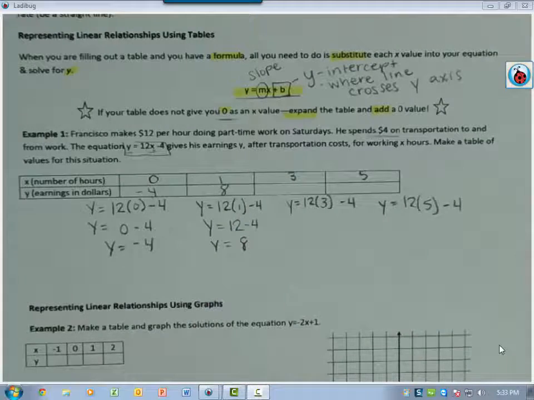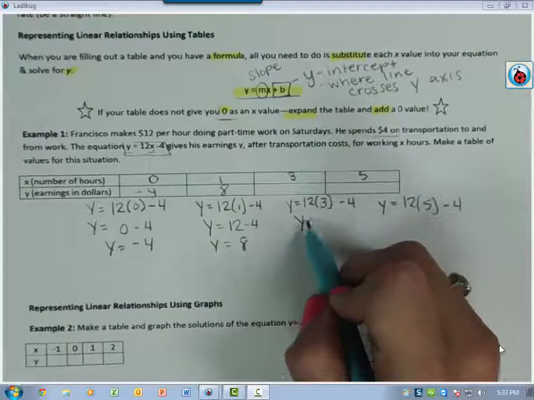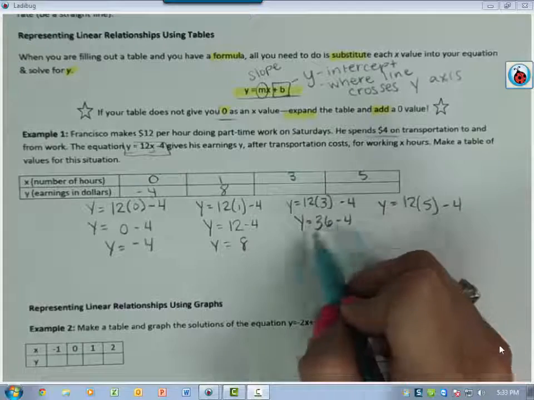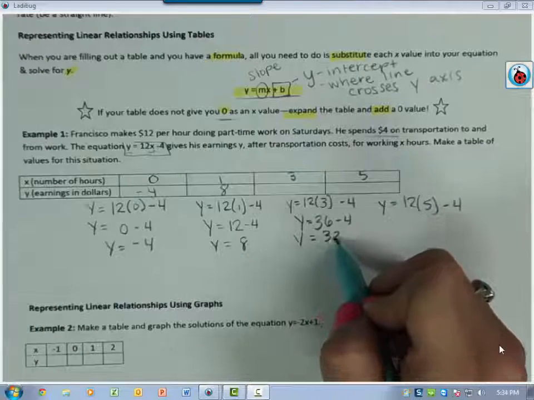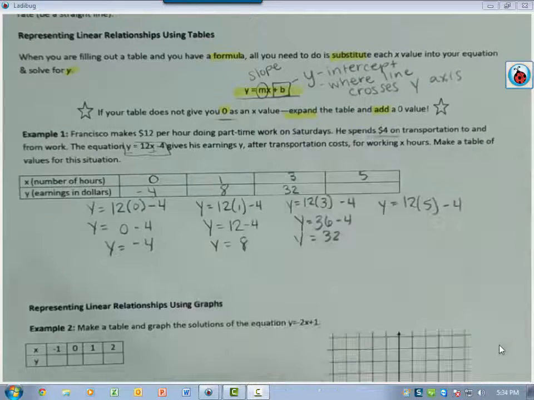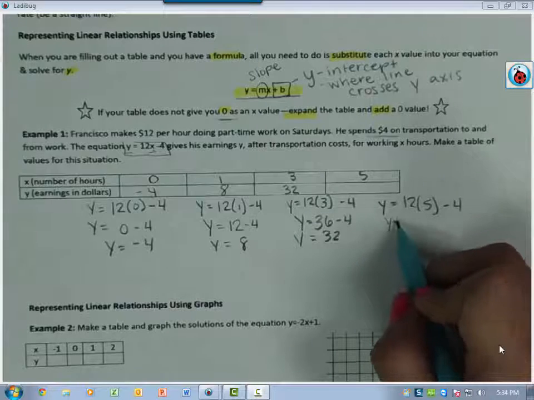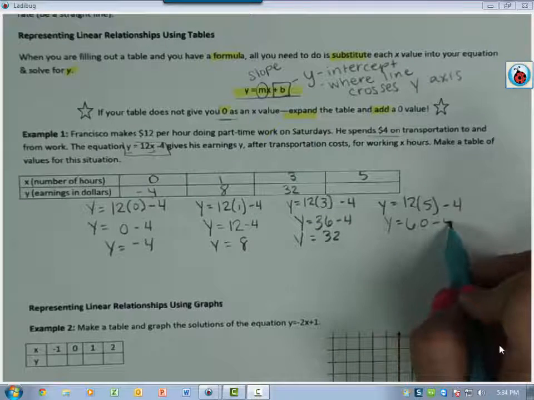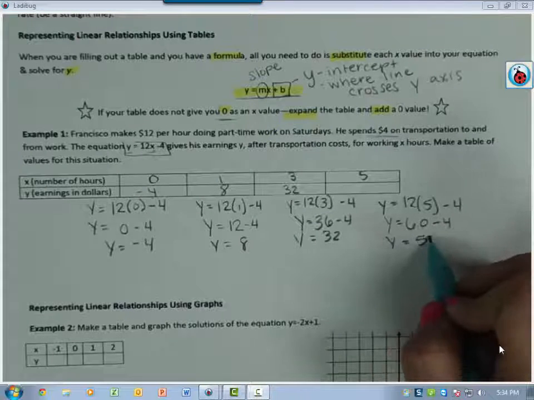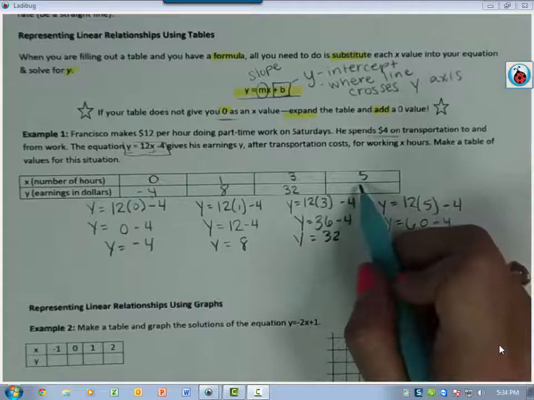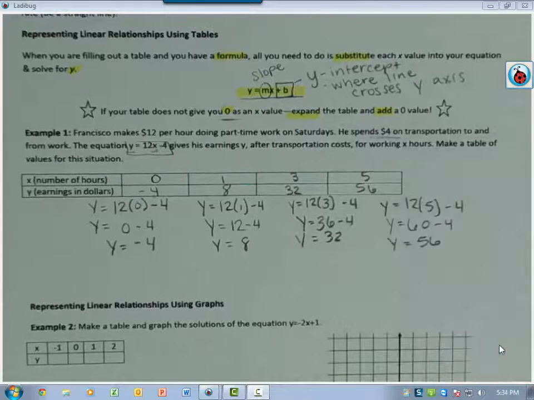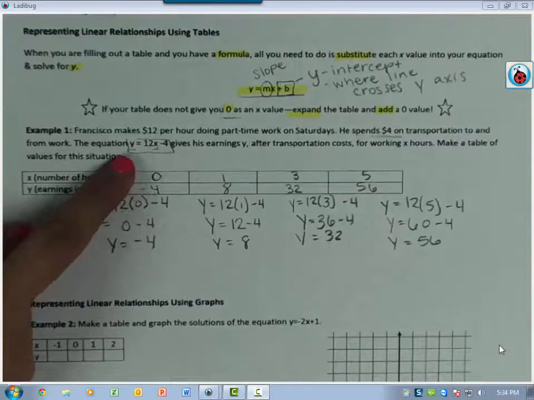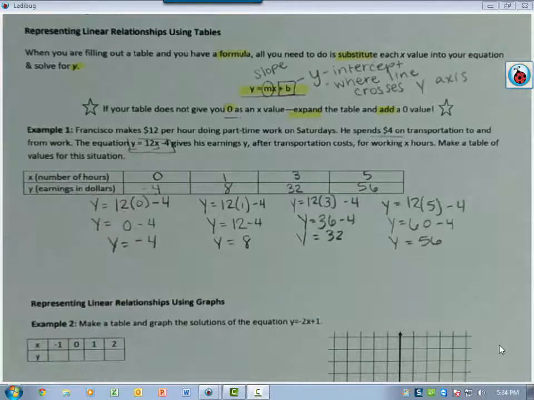If he works 3 hours, he'll make $32. And if he works 5 hours, how many dollars will he make? 56. Guys, all I did was use this equation right here. I made up my own x values. Could you have picked any x value? Yes, any positive x value, because number of hours has to be a positive number.